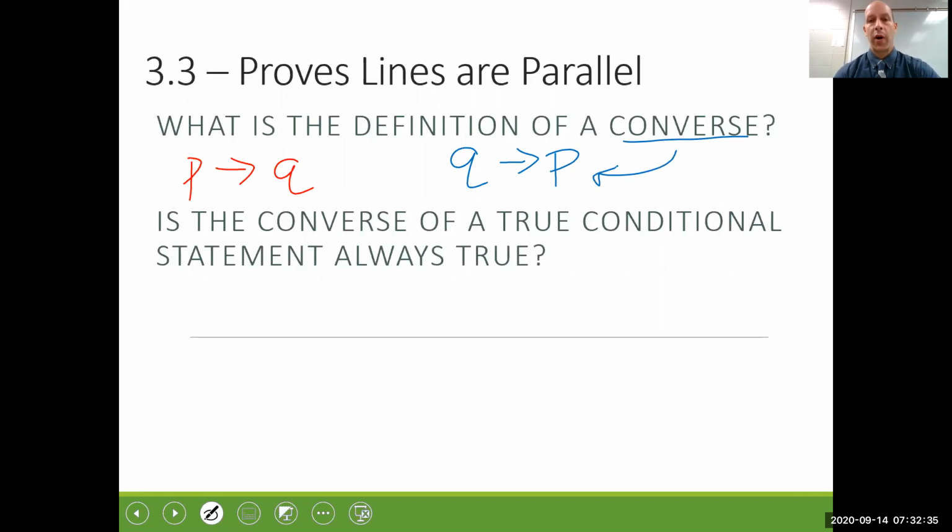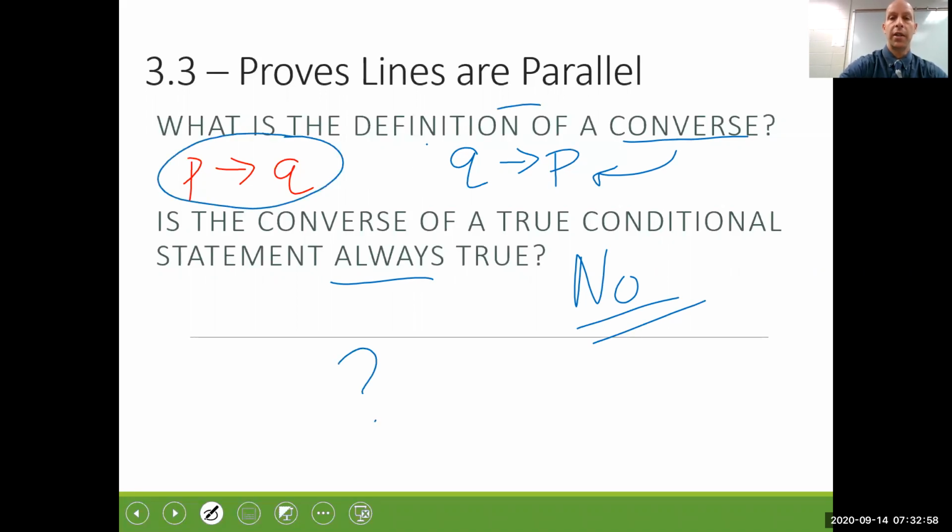Now, a more important question: is a converse of a conditional statement always true? The answer to that question is no. We saw some examples of that in chapter 2, but we don't always see that that's the case. By the way, if a conditional statement is true and its converse is true, what do we call it? I'll give you a hint. It starts with the letter B.